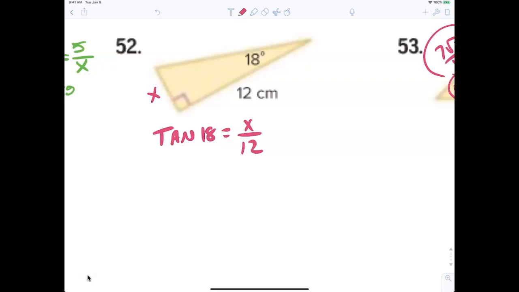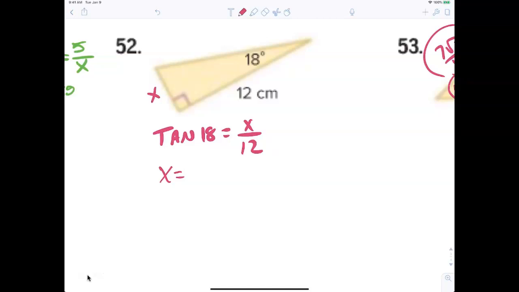Everybody good with that? Now again, I'm going to try to show you how to efficiently use your calculator, so try to pay attention. All right? So what does x equal? Come on. Well, how do I solve this?